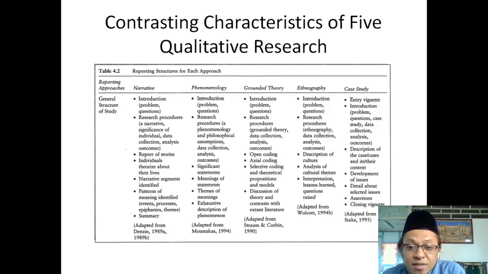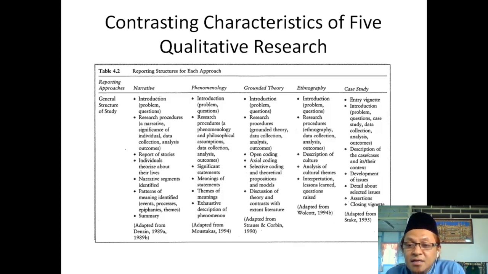Ethnography, the introduction, research procedures, how do you do data collection, data analysis, what are the outcome of the analysis. Okay, and then you describe the culture, analysis of the cultural theme, and finally, interpretation and lesson learned. And when we talk about lesson learned, it is quite apparent across all these five qualitative research. Of course, to some extent, not only exclusive to ethnography, other forms of qualitative research also will have some form of lesson learned. Only the degree will vary.